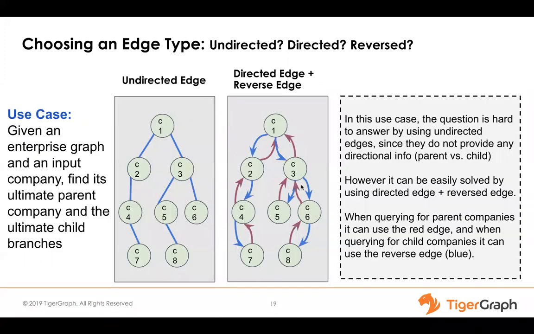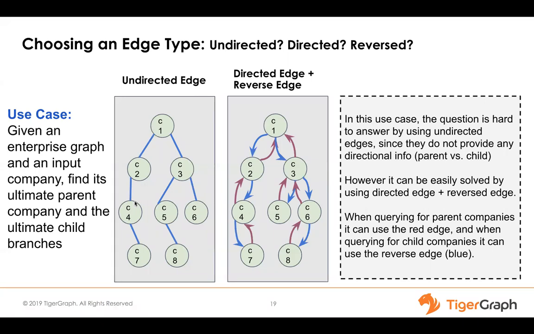But in some cases, we cannot use the undirected edge because it doesn't provide the directional info in the graph. For example, this is an enterprise graph, where one company is another company's parent company. In this graph, we want to ask a question. For example, given vertex C4, which company is its ultimate parent company? Then we need to start from C4 and traverse all the way up to the root of the tree in order to find the ultimate parent company.